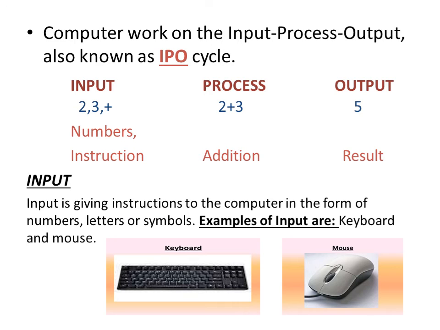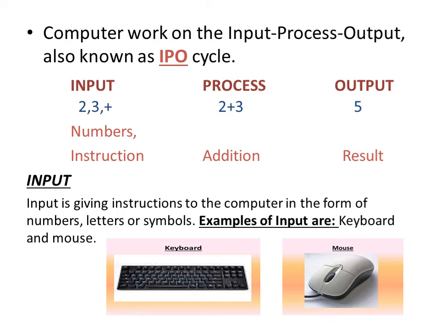Now let us find how a computer works. A computer works on the input process output, also known as IPO cycle. What is IPO? I means input, P means process, O means output. So it is also called IPO cycle. You can see here the example.